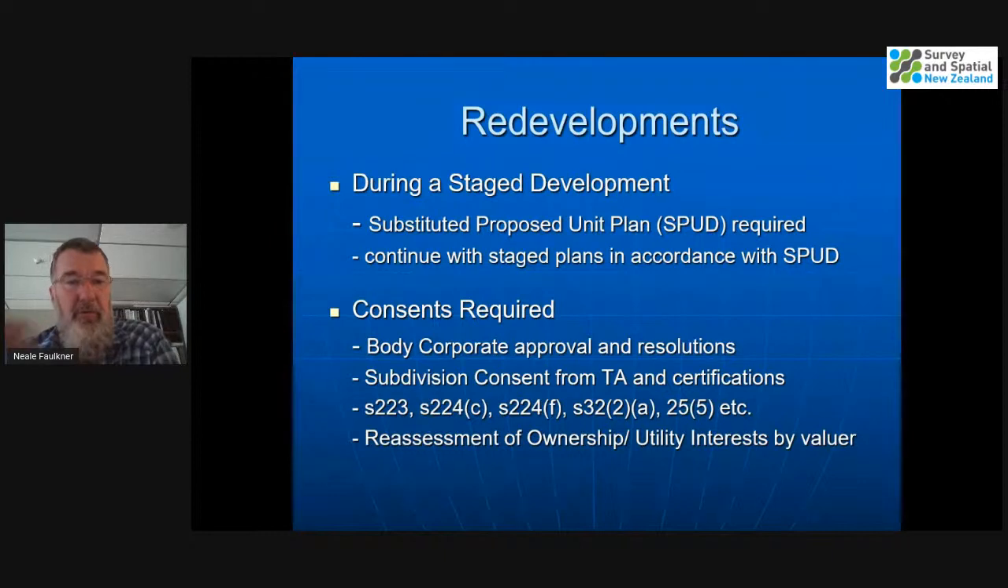You have to do a reassessment of the ownership and utility interests by the valuer, because of course you're changing your units, you're changing their configurations, so their relative values are going to start changing. So a reassessment needs to be done. And of course there's a whole lot, your typical legals need to happen as well.